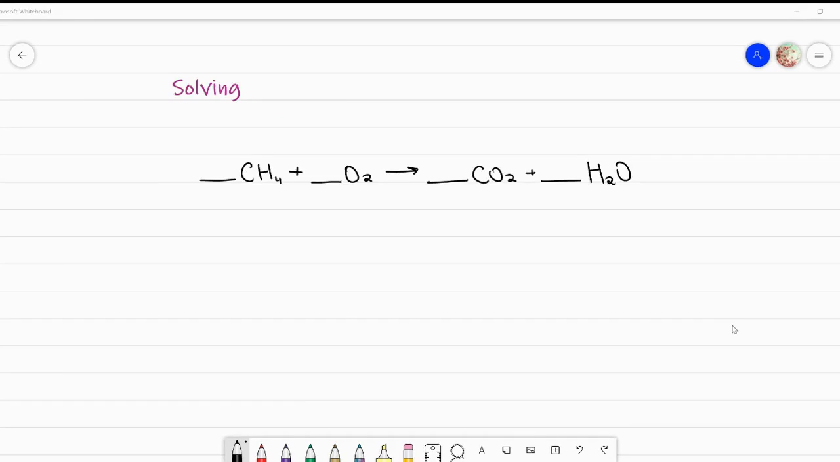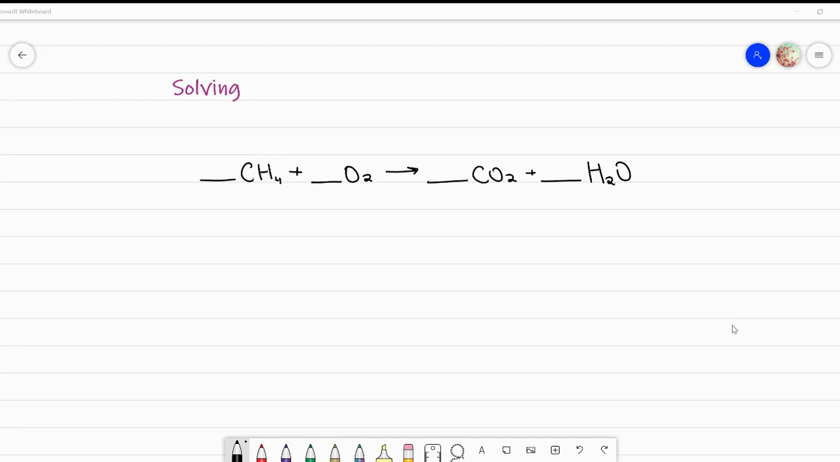Okay, so now we're going to solve. When solving chemical equations, you have to keep everything equal. If you have 2 carbon atoms on the left side, on the reactant side, you have to have 2 on the other. So in order to do this, I actually like writing it out.